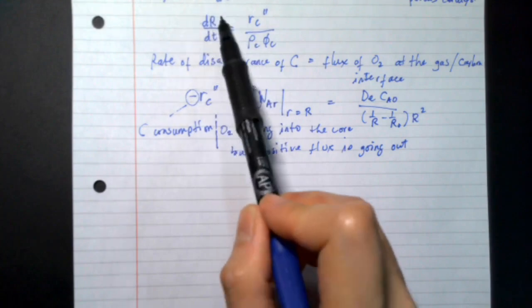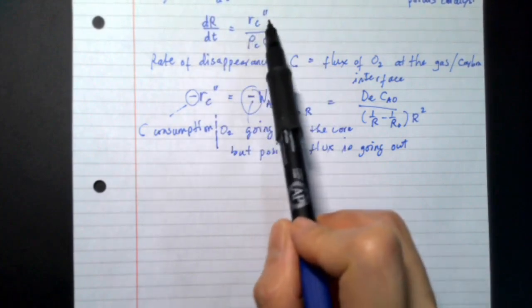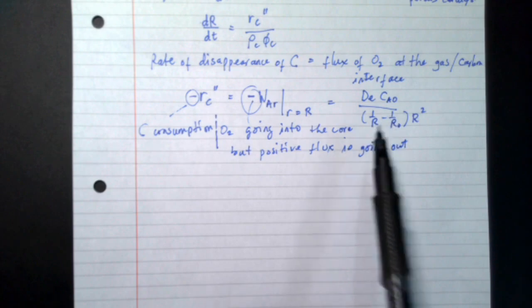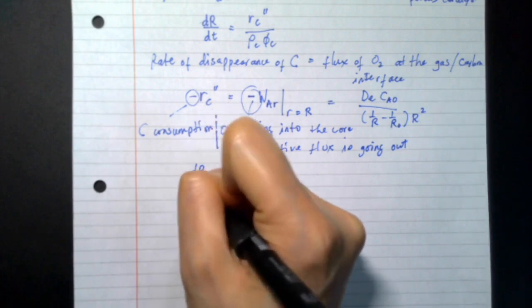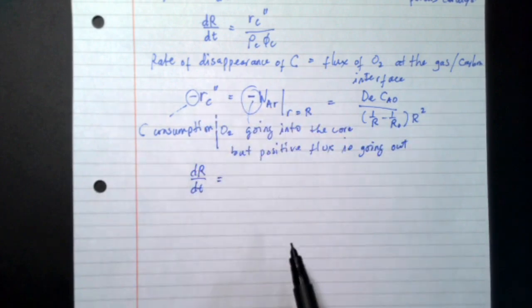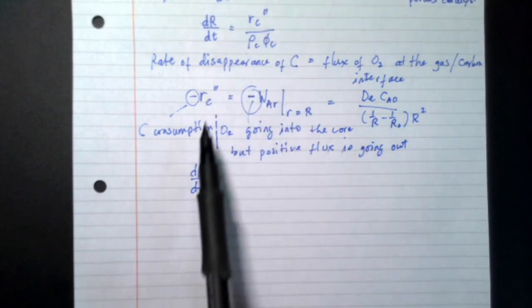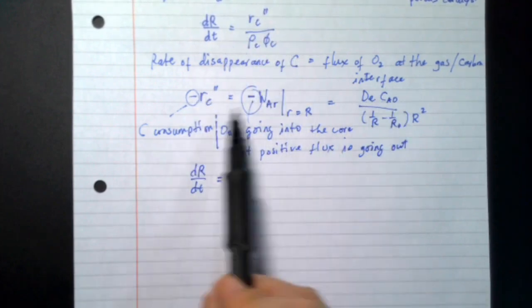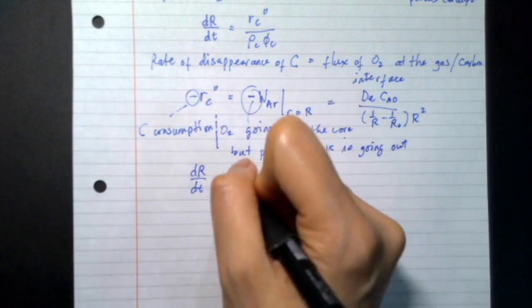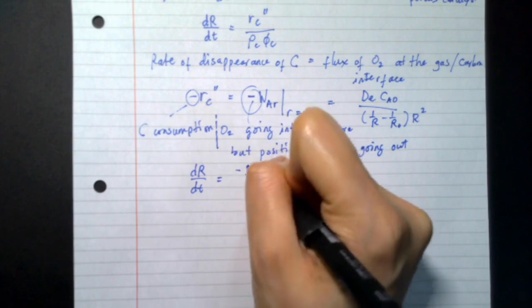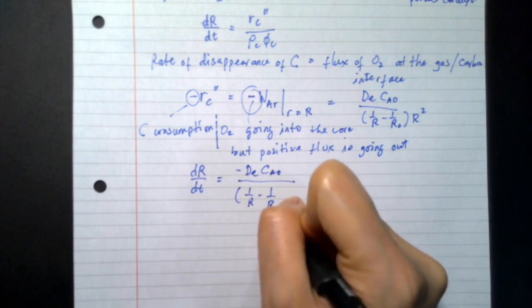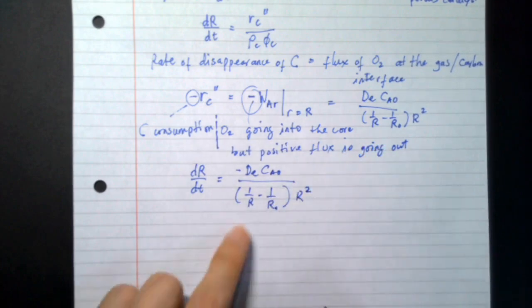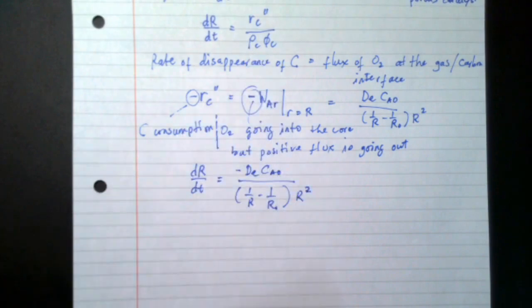Therefore, we can write this now because now we have an expression for rc in terms of capital R. So we can write dr/dt is equal to rc double prime. rc double prime is this, but you have a negative sign here. So we have negative D_e Ca0 times 1 over R minus 1 over R naught, R squared. And don't forget constants here. So I'll write it here, rho c and phi c.